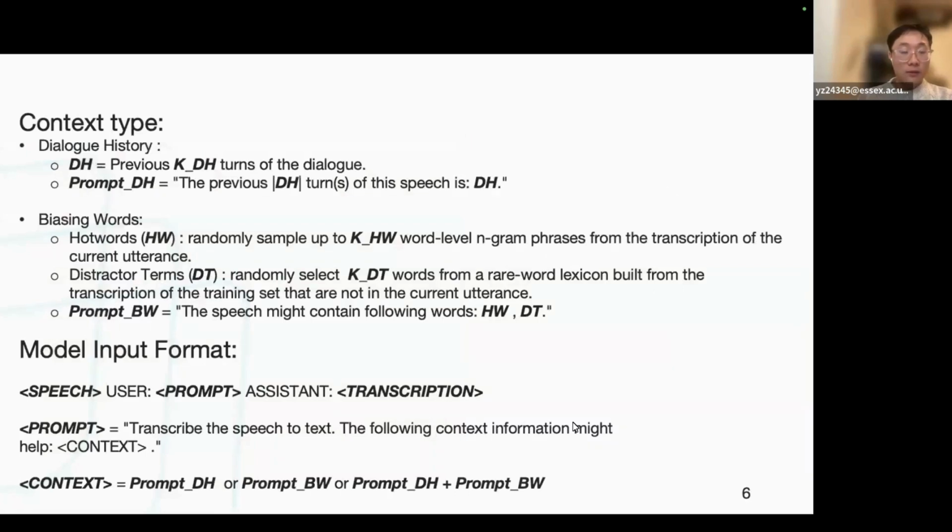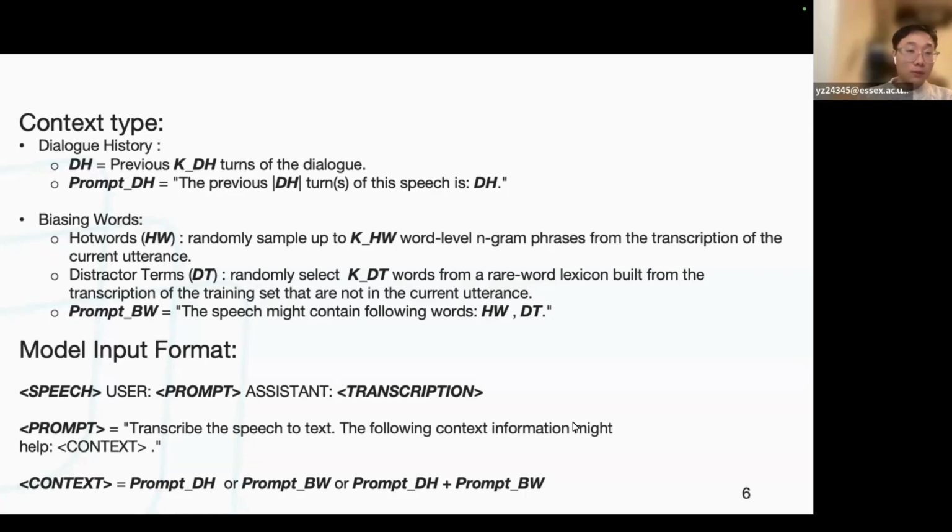Here are the details of the context we look into in our research. We are looking into two different types of context. The first one is the dialogue history. So we have defined the previous K dialogue turns as the dialogue history, and the prompt for this context should be the previous turns of the speech is.